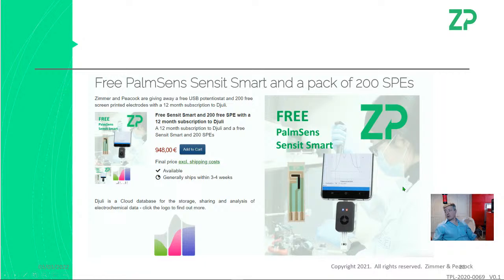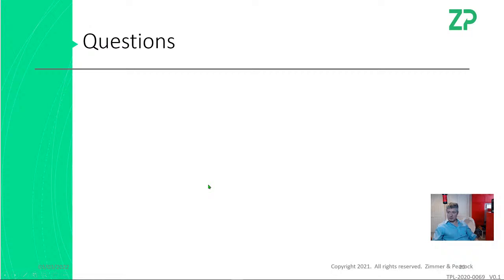Similar for the very popular PalmSens potentiostat. Be careful wherever you are, if you're in the UK or Europe or USA. We're shipping that potentiostat plus 200 screen printed electrodes plus the Julie license at a price that's lower than anyone else is actually selling the potentiostat at. So just be careful. That's what I want to say.